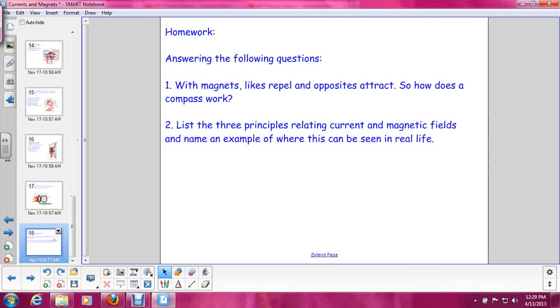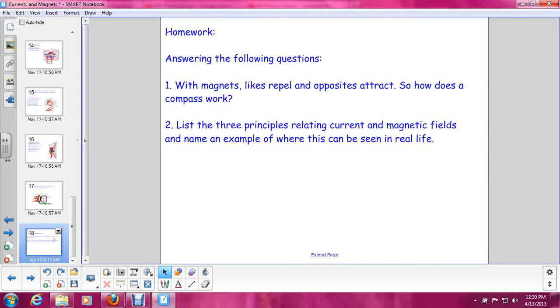So I know we ran through that really, really fast, so make sure to ask questions if you have them. For homework, I want you to answer the following questions, which will hopefully help you process all of this and apply it. And you're going to see some really cool demonstrations with this stuff in class. So your homework questions are, 1. With magnets, we know that likes repel and opposites attract. So how does a compass work? This should seem very familiar to you.